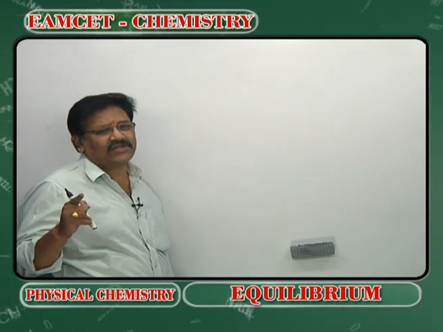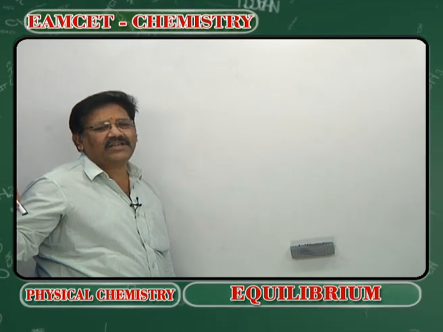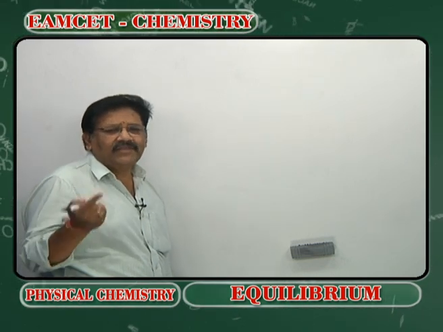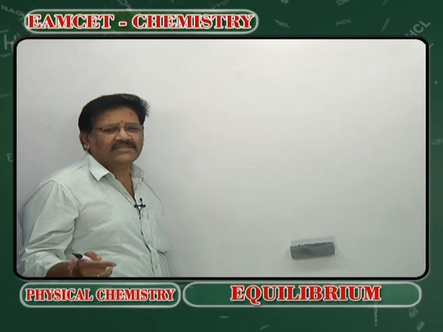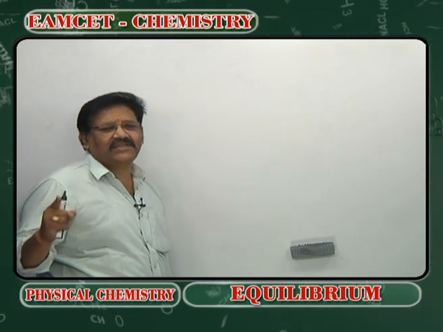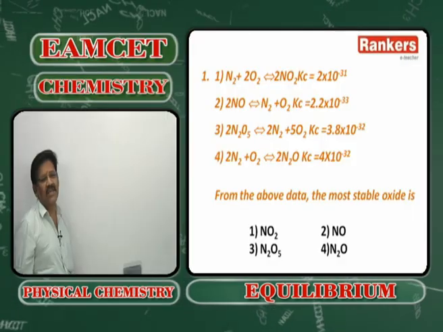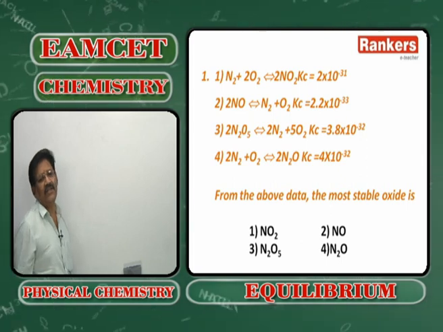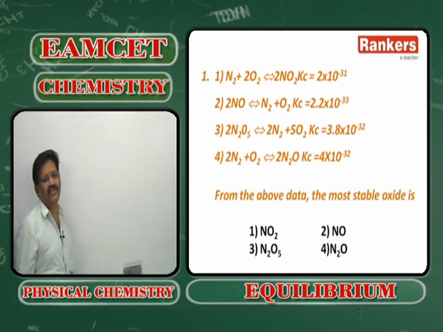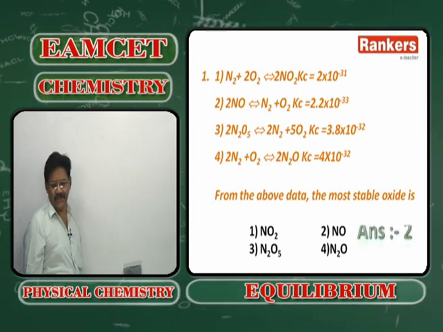If the Ka value, the dissociation constant value, is more, what does it imply? The oxide is getting dissociated to a greater extent, which can happen when the oxide is unstable. When the dissociation constant value is less, it implies that the dissociation of the oxide is taking place to a lesser extent, that the oxide is stable. So here, stability of the oxide is inversely related to the dissociation constant. Nitric oxide has the low dissociation constant, hence it is considered to be the stable oxide. Option 2 is the answer.